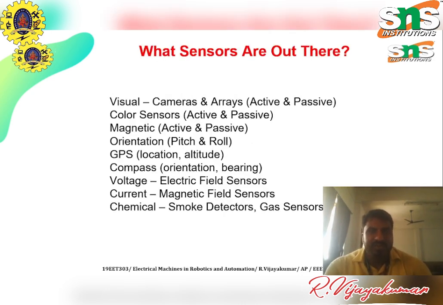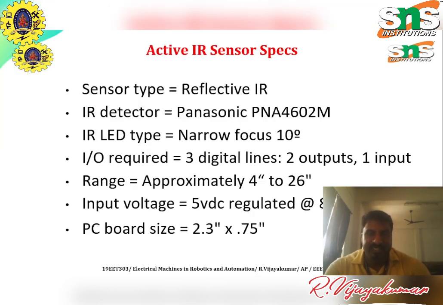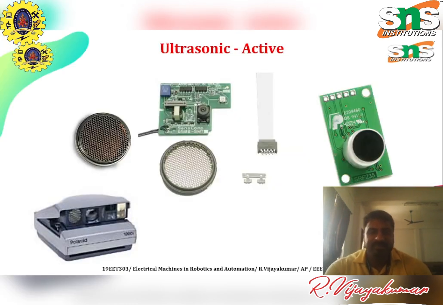And what other sensors are out there? For example, visual sensors, cameras, arrays, color sensors, active or passive; magnetic sensors, active or passive; orientation, GPS, compass, voltage, current, and chemical. So these are all some kinds of sensors. Active IR sensor specifications: sensor type reflective IR, IR detector Panasonic, and IR LED type narrow focus 10 degree. So these are some real-time applications.